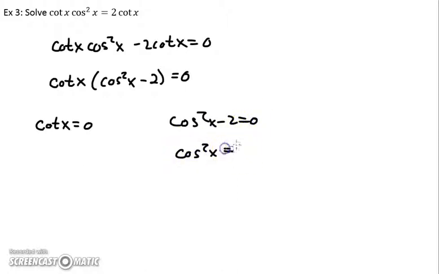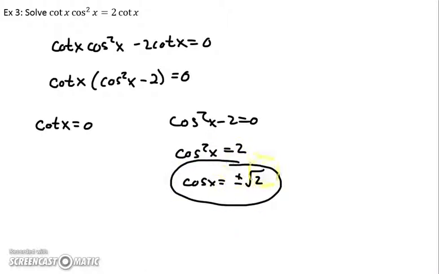Cosine x squared equals 2. Cosine of x equals plus or minus radical 2. Radical 2 is bigger than 1. So this is outside the possibility of cosine. There's no cosine that's going to give me radical 2, right? As big as I can get is 1, as small as I can get is negative 1. So this piece here, no solution.